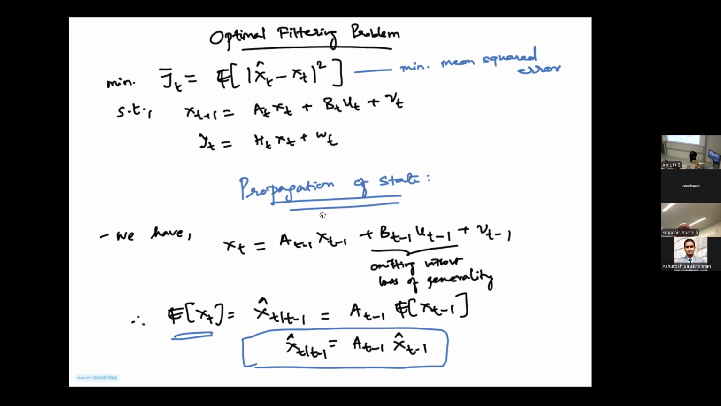So the first step is to take the expectation of xt, and we can omit B of u, because it is basically a deterministic value, without loss of generality. What we observe is that the expectation of xt is A t-1 times the expectation of xt-1, and this expectation of xt-1 is x hat t-1, which was the first step. And this expectation of xt is basically x hat of t given t-1, which is the a priori. Right? This is the first stage.